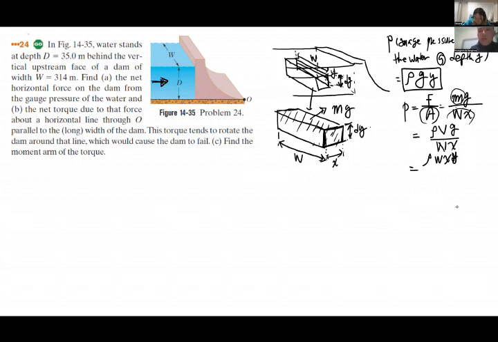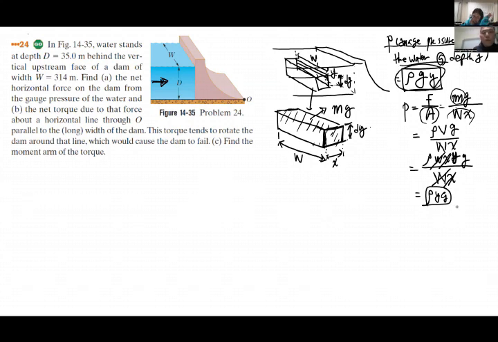If you think of the total volume of the water from the surface of this dam, then that should be Y, and that is times g, and the denominator is W X, right? So now if you take WX out of the denominator and the numerator, that should be rho Y g. That's why the gauge pressure of the water has this expression.